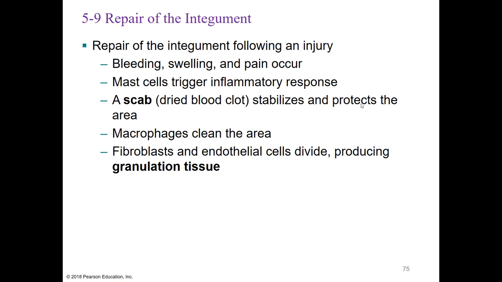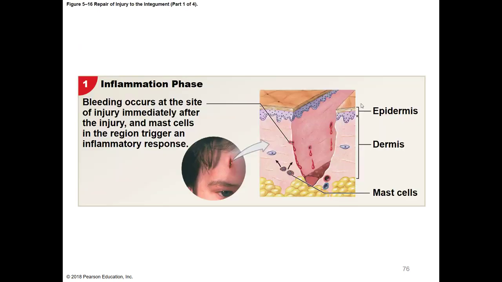Macrophages clean the area. Fibroblasts and endothelial cells will divide, producing granulation tissue. So let's look at that step by step. So here we have the initial cut. And you can see that the cut is pretty deep. It's going through the epidermis all the way down towards the hypodermis or subcutaneous area.